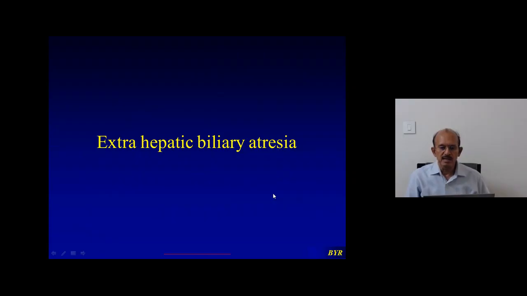So the miscellaneous diseases of the bile ducts. So there are certain diseases. We will just finish them off. Extrahepatic biliary atresia.